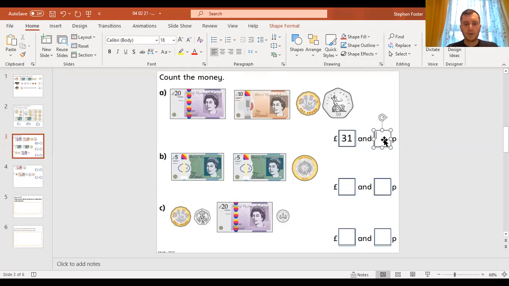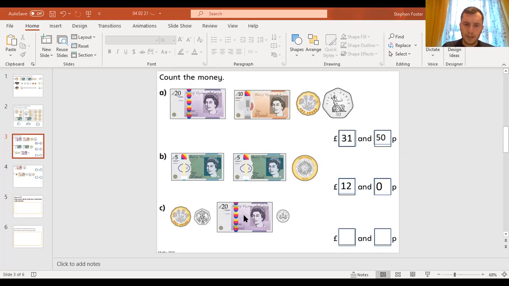And there's a 50p coin. That's £31 and 50p, which I've shown there. The next one, there are £5, then another 5 is 10, then 2 is 12. There are £12, but there's no pence in this. So I'm going to put £12 and 0 pence because there's nothing that contributes to that.